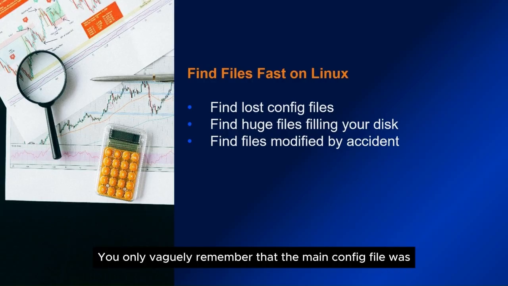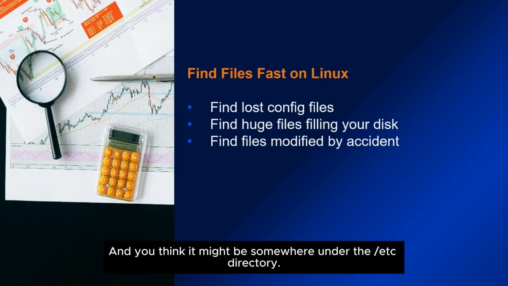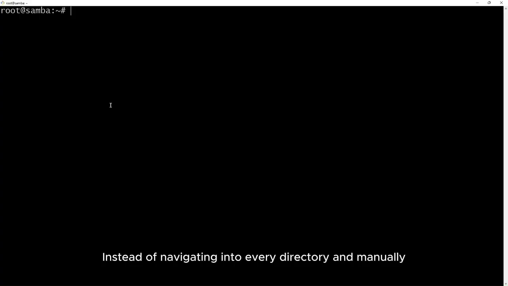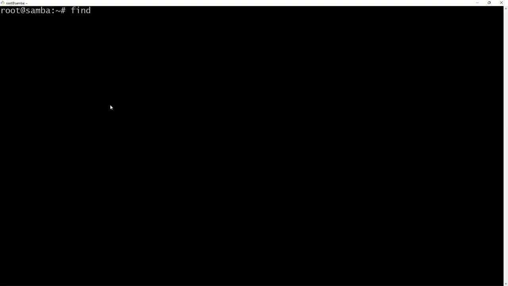You only vaguely remember that the main config file was named something like nginx.config, site.config, or example.com.config, and you think it might be somewhere under the etc directory. Instead of navigating into every directory and manually hunting for it, we can use the find command like this.